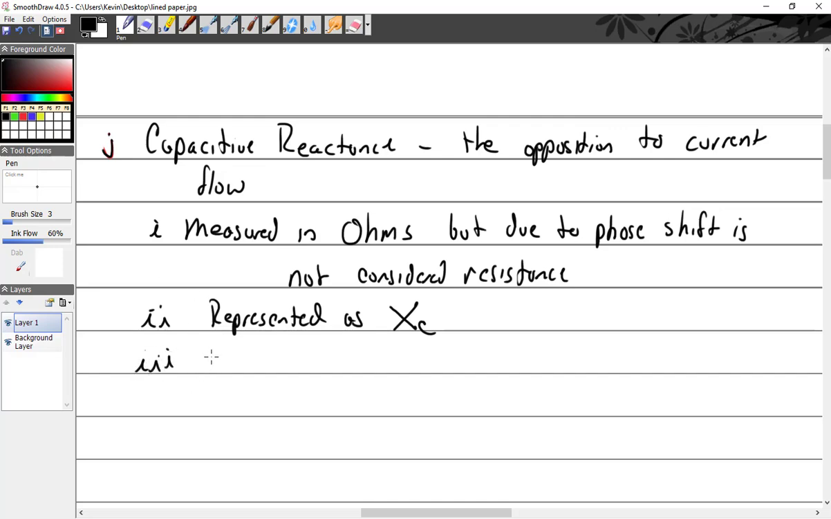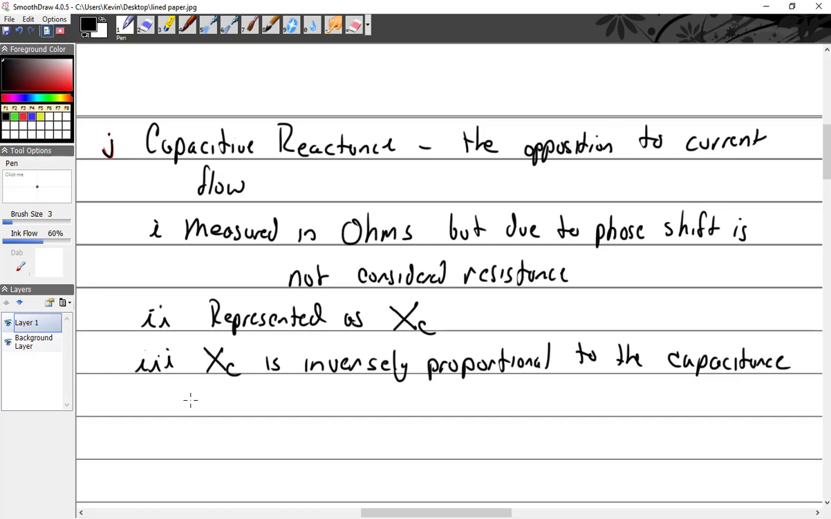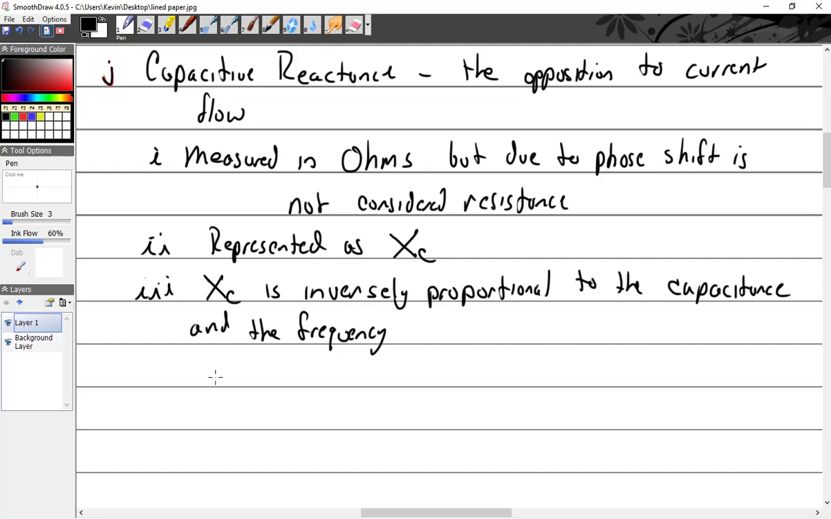Capacitive reactance, X of C, is inversely proportional to the capacitance and what, Christian? Frequency. The frequency. Thank God you're here. Hey, when you're right, you're right.